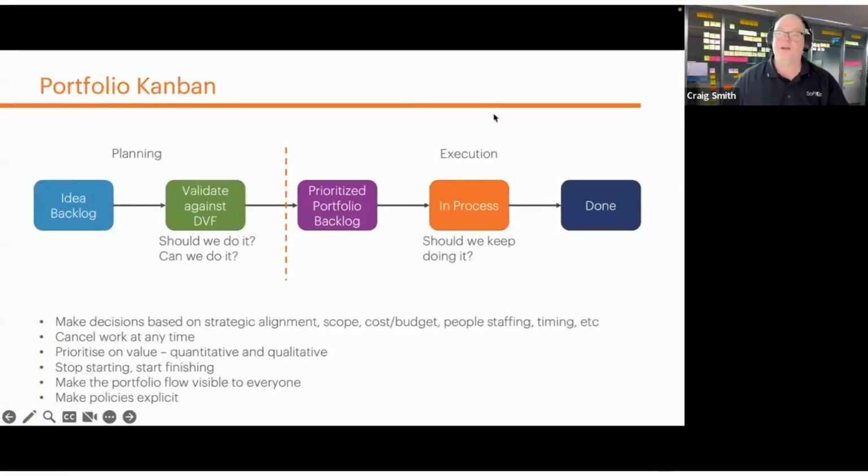When it starts executing, we pull the work through. Because this is broken down into bite-sized chunks, we're only pulling through something when we've got capacity to do it, so we can see exactly how far the work is going until we finally get it to done.